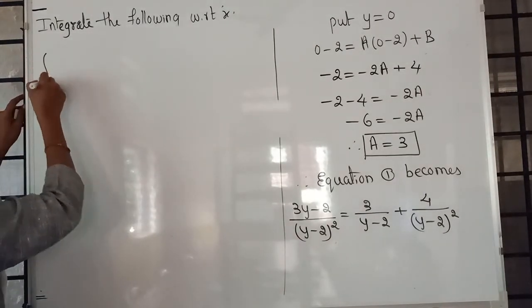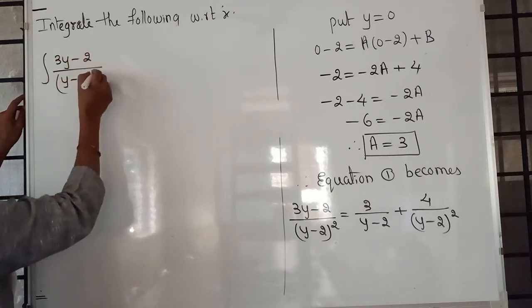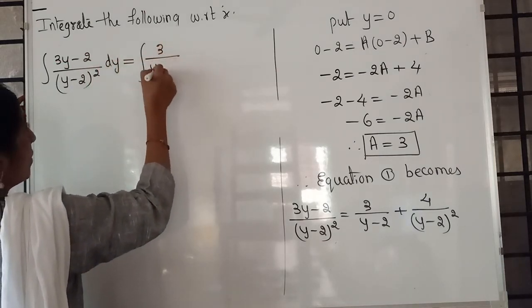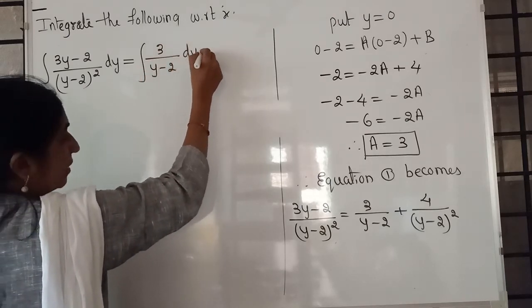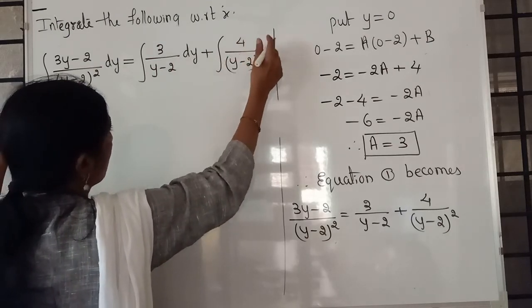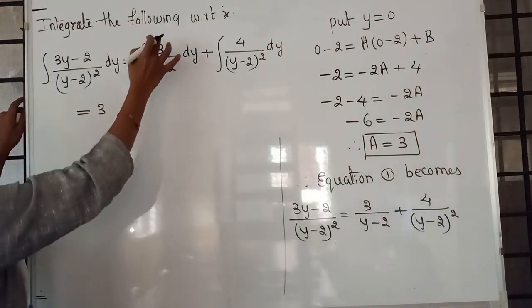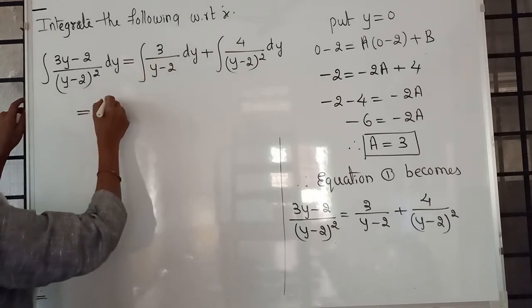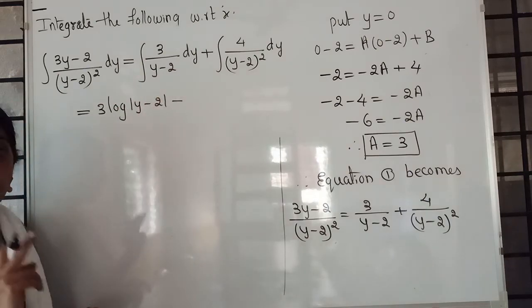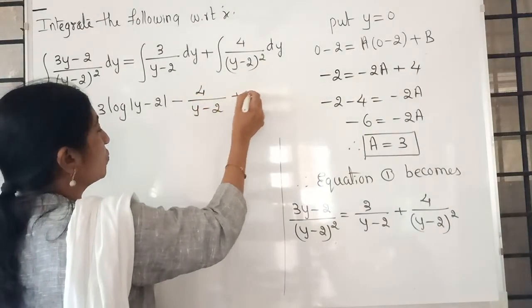Integrating 3y minus 2 upon y minus 2 whole square into dy is equal to 3 upon y minus 2 into dy plus 4 upon y minus 2 whole square into dy. 3 as it is. What is the integration of 1 upon x? 1 upon x is log x. So it is log of y minus 2. What is the integration of 1 by x square? Minus. So plus changes to minus 4 upon y minus 2 plus c.